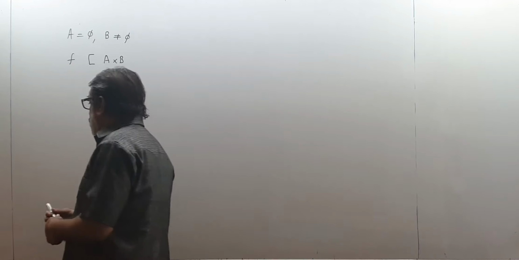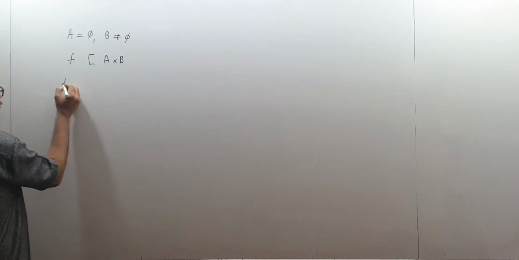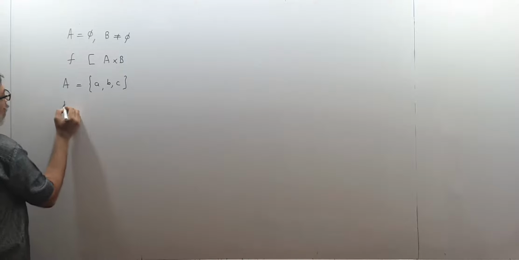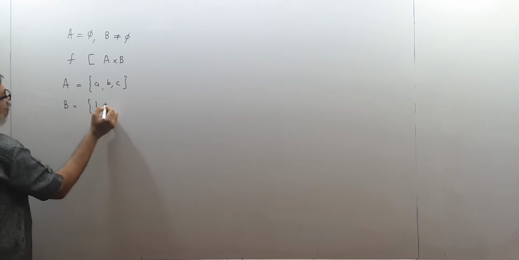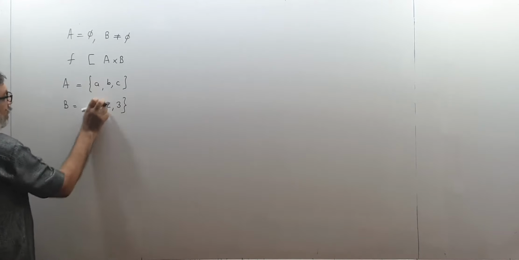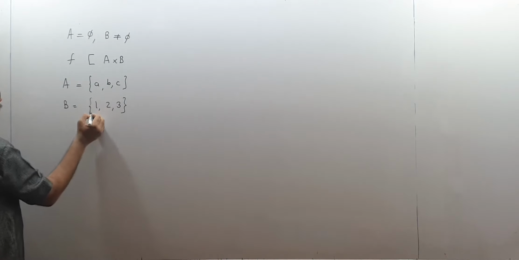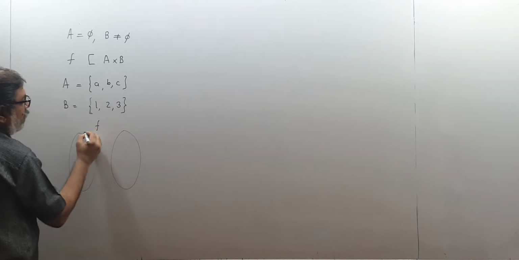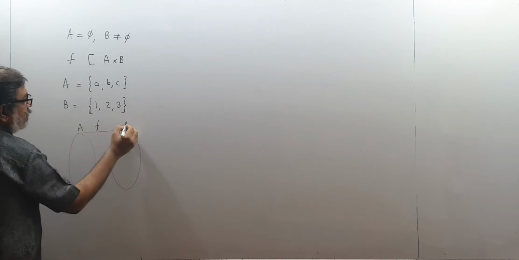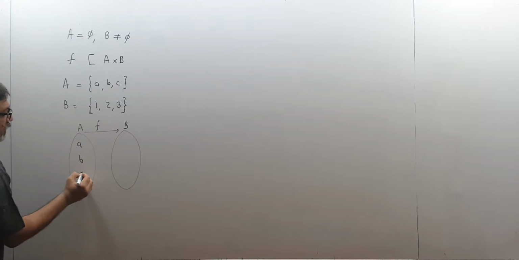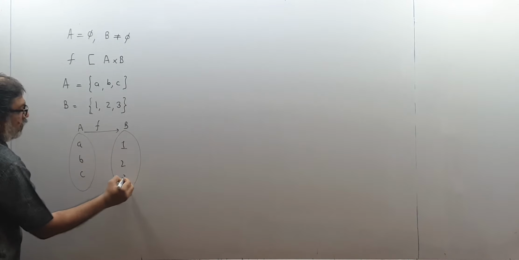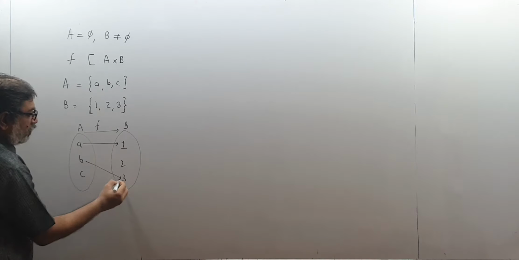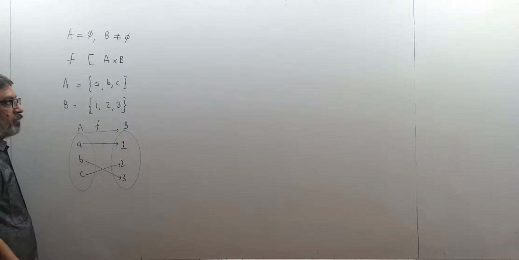Now please understand, children, only for understanding purpose I am telling that supposing A contains elements A, B and C, and B contains elements 1, 2 and 3 supposedly. So supposing I make a Venn diagram or arrow diagram as we call, from A to B. This is A, this is B, this is C, this is 1, this is 2, this is 3. Supposedly A corresponds to 1, B corresponds to 3 and C corresponds to 2.